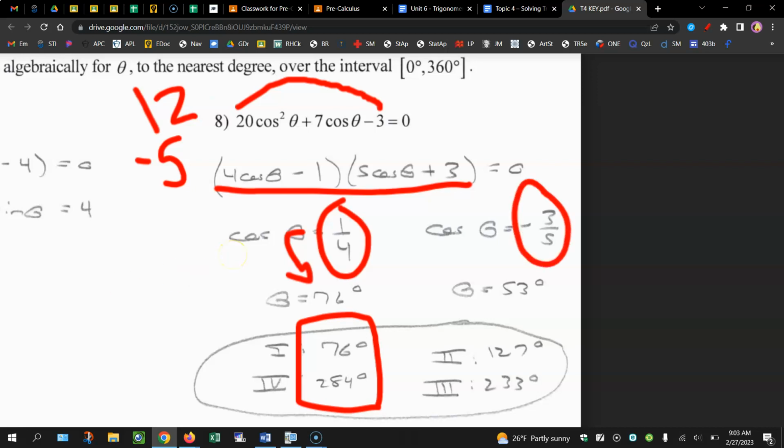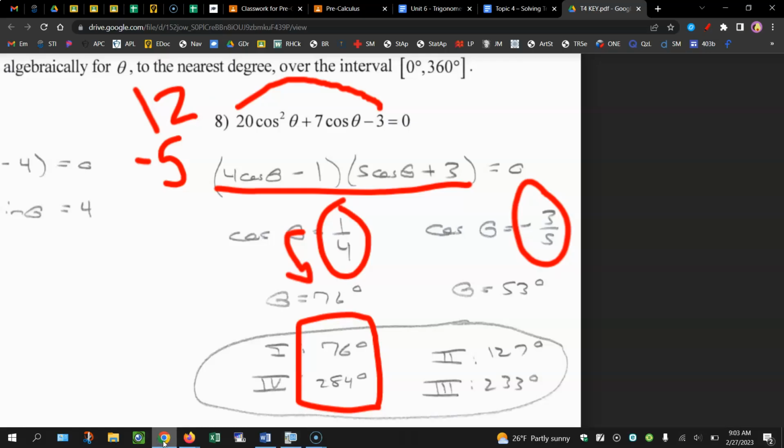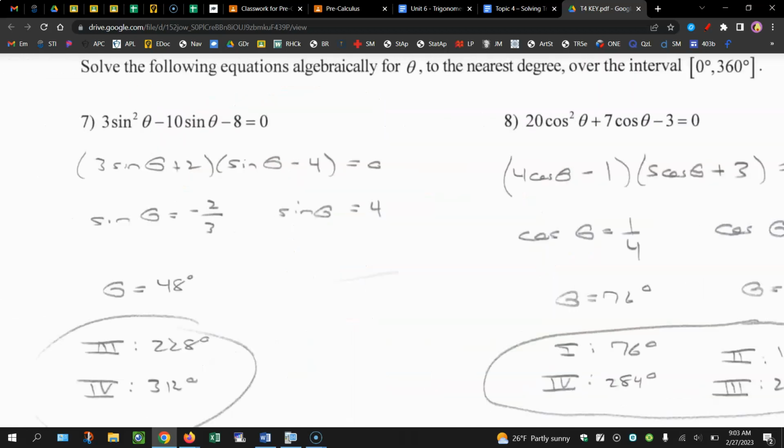Here, cosine theta equals negative 3/5. So what we're going to do on the calculator, inverse cosine of 3/5 or 0.6, 53 degrees. Cosine is negative in quadrant 2 and quadrant 3. So 180 minus 53 is where the 127 comes from, and 180 plus 53 is where the 233 comes from. So that's where that comes from.